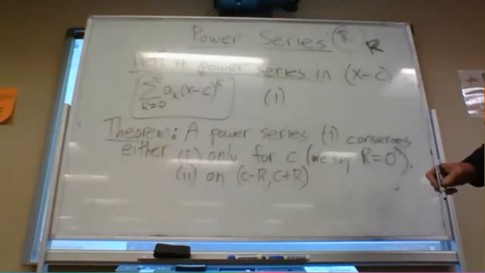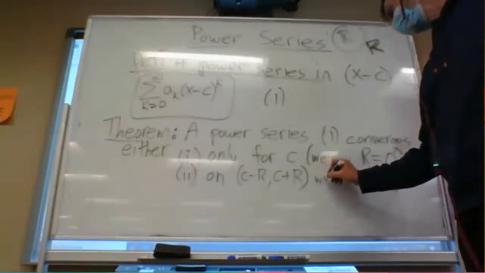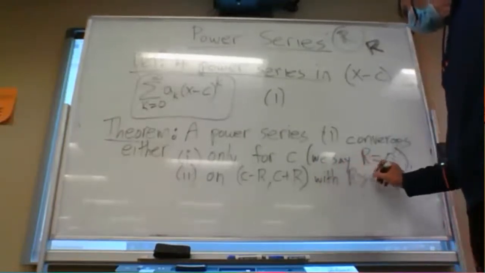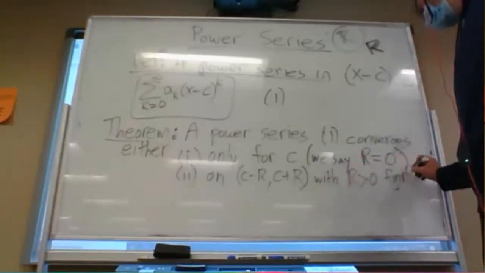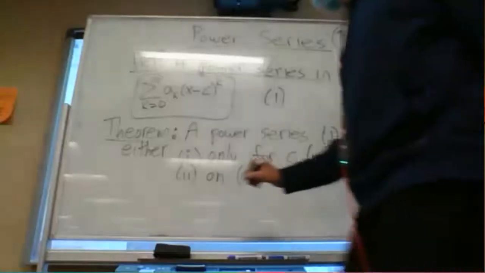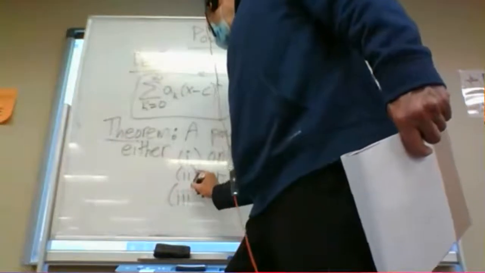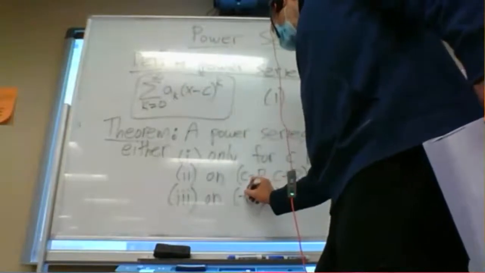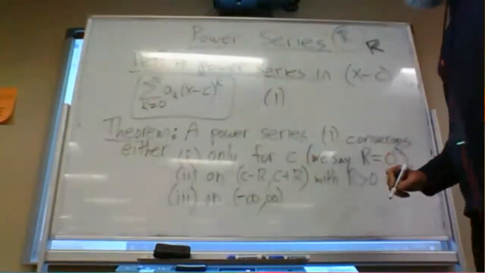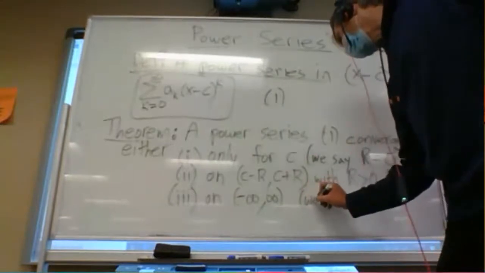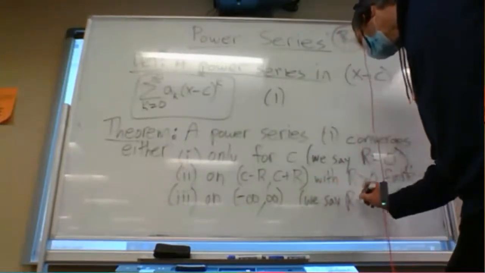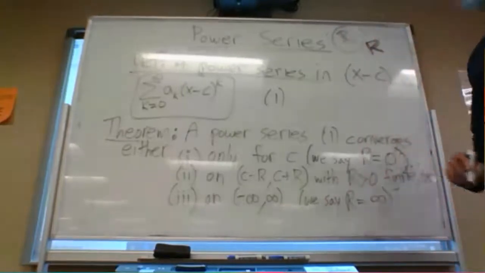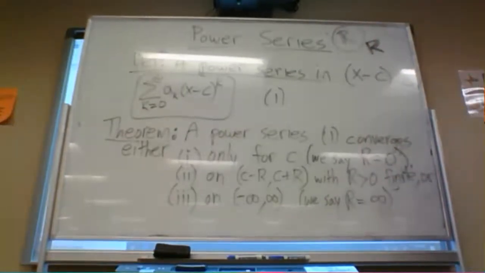And it will converge on some interval c minus r to c plus r, a symmetric interval about the point c, with r greater than 0 finite. Or, finally, it may converge on minus infinity to infinity. Every real number it converges for. That's common also. And in this case, we say r, the radius of convergence, is infinite. That's the theorem for power series.